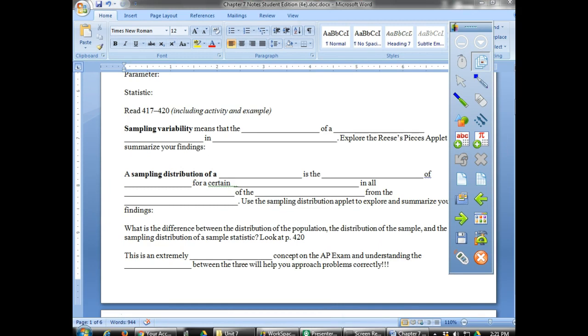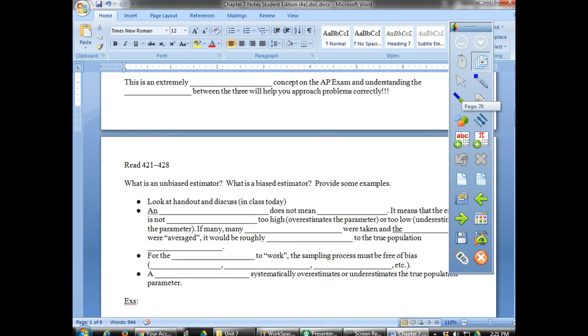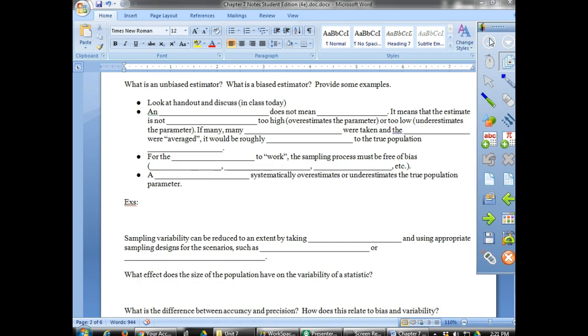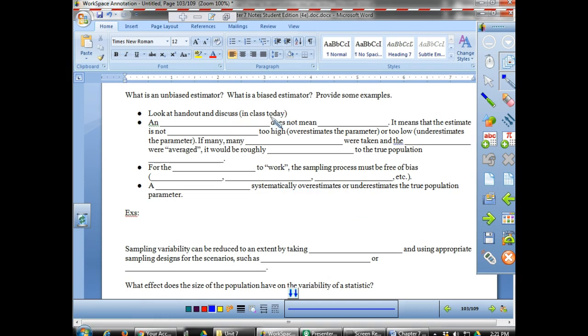So let's keep going. Now, unbiased estimators. You actually were creating an estimator today in class when you were doing the activity. And we're going to do a little handout, and we're going to work through some things to help you understand this, but this is just the basics for tonight. An unbiased estimator does not mean perfect. It means that the estimate is not biased.